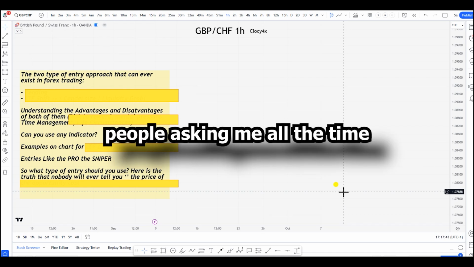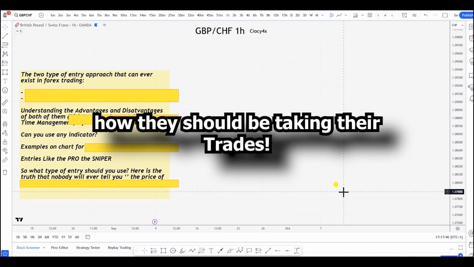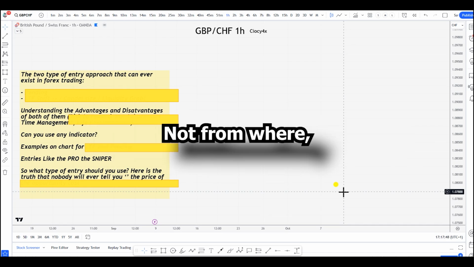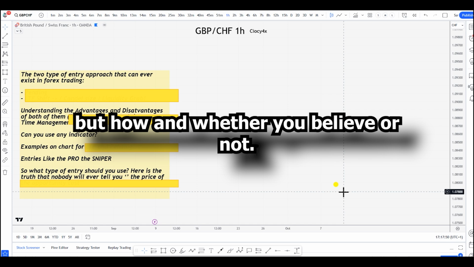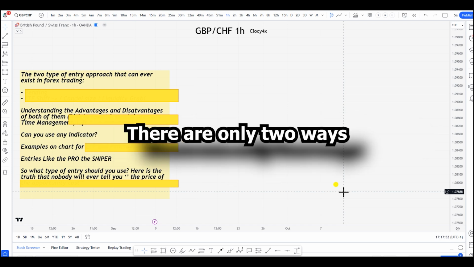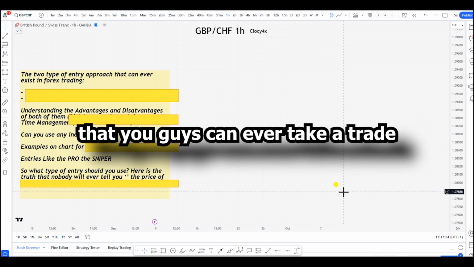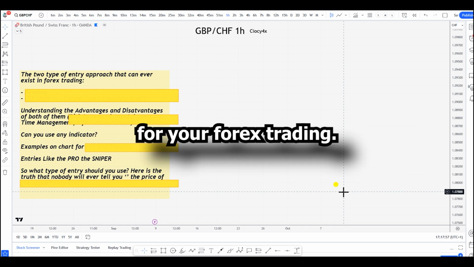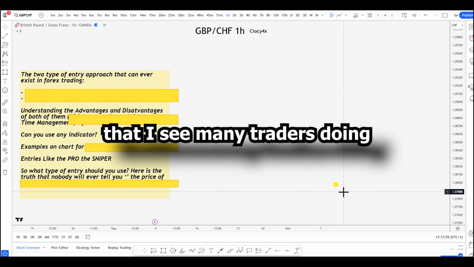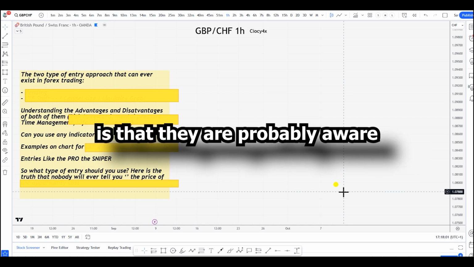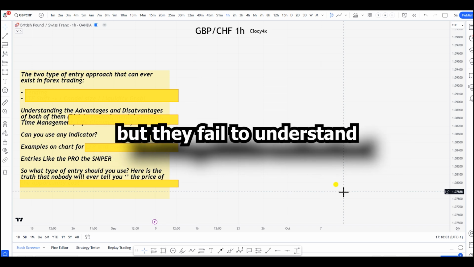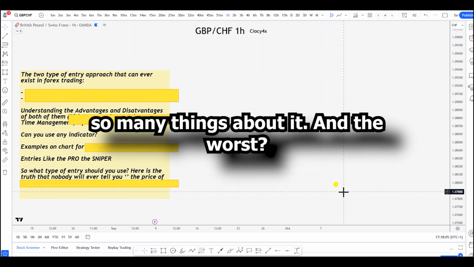I have so many people asking me all the time how they should be taking their trades. Not from where, but how. And whether you believe it or not, there are only two ways that you can ever take a trade for your Forex trading. The biggest mistake that I see many traders doing is that they are probably aware of these two approaches, but they fail to understand so many things about it.